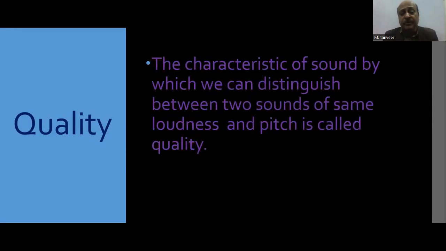If some children are talking in the room, their voice is shrill and their loudness is the same, but we can recognize which child is talking. This characteristic is called quality of sound, since every child, every lady, every man has a different waveform. Every sound has a different waveform due to which we can distinguish. This characteristic of sound by which we can distinguish between two sounds of the same loudness and pitch is called quality.